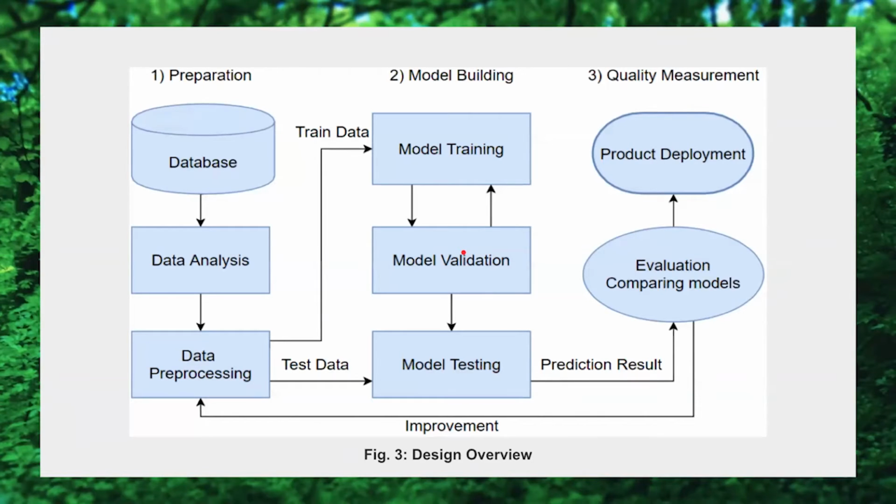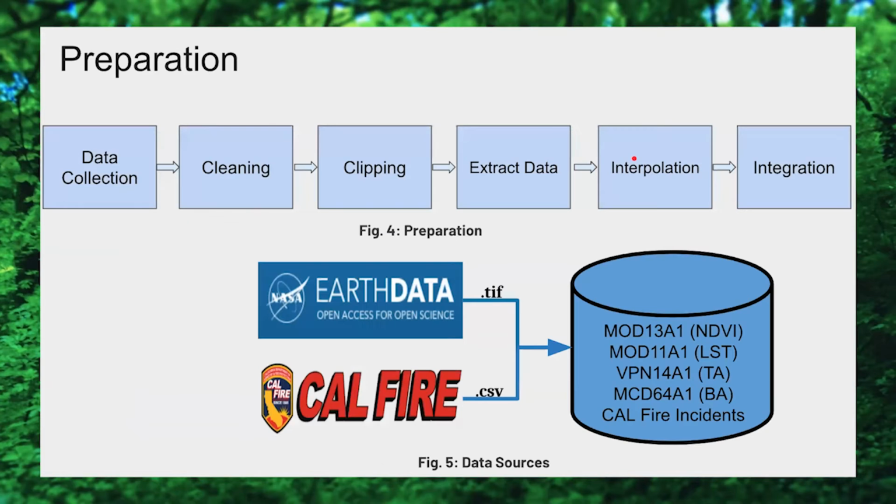Beat the Heat is composed of 3 major parts. First component is preparation, which includes the steps of data collection, analysis, and pre-processing. Second component is model building, which includes the steps of training, validation, and testing. And the last component is quality measurement, where the model will be evaluated and deployed. And the detail of each step will be explained in the next slide.